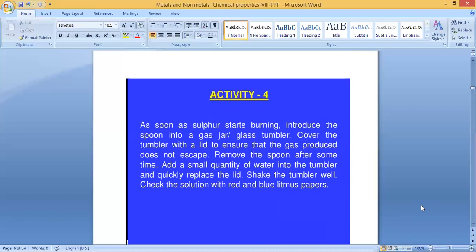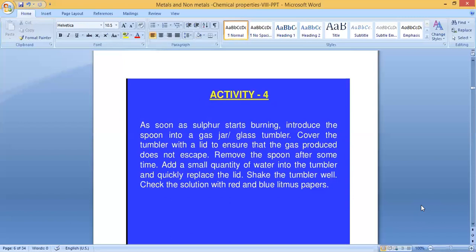As soon as sulfur starts burning, introduce the spoon into a glass jar or glass tumbler. Cover the tumbler with a lid to ensure that the gas produced does not escape. Why are you covering with the lid? The gas produced does not escape.